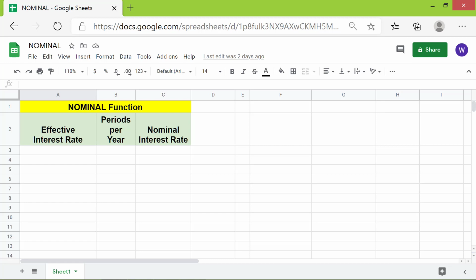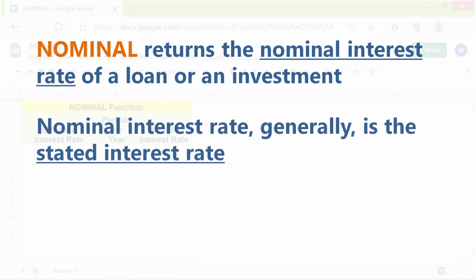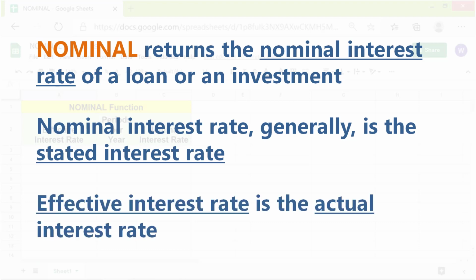Here's an introduction to nominal. Nominal returns the nominal interest rate of a loan or an investment. Nominal interest rate, generally, is the stated interest rate. Effective interest rate is the actual interest rate.